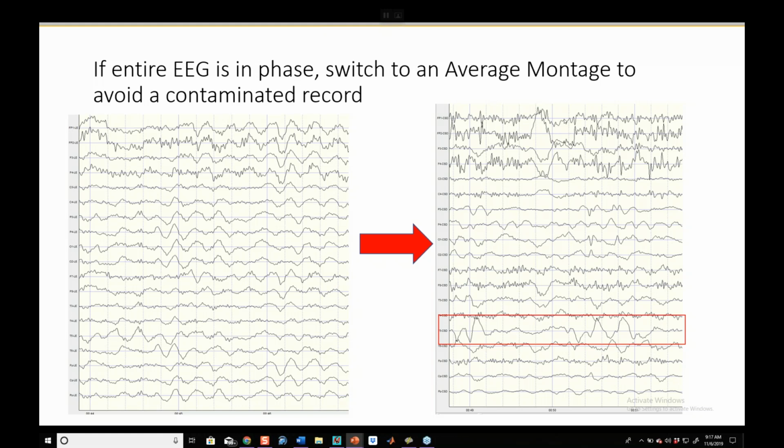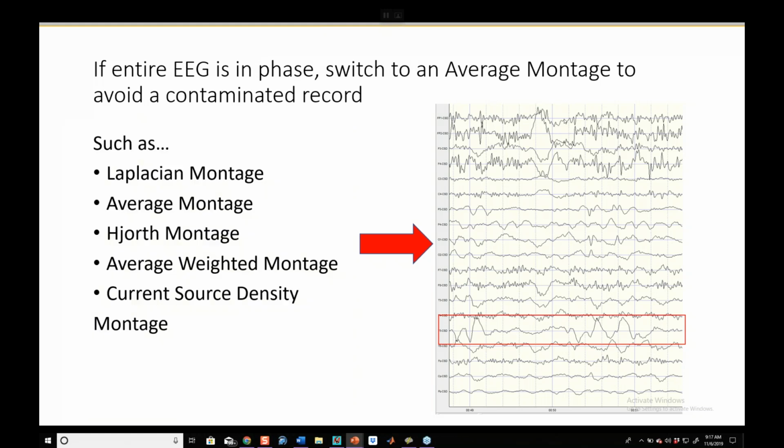So this is an important point. It happens in about 50% of EEGs. So you're going to want to switch. This is one of the importances of montaging. Montaging will allow you to see where things are localized. Laplacian and average, a Hjorth, these are all different forms of average montages.